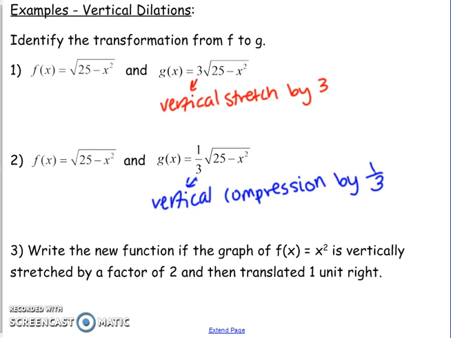So now we want to write a new function. The parent function is x squared, and we want to vertically stretch it by a factor of 2, and then translate it 1 unit to the right. So let's say g of x equals, since it's vertically stretched by 2, 2 is going to be in the front, and it's translated 1 unit to the right, so that's going to be in the parentheses. Since it's right, it's a negative 1, and then squared. So there's our function.